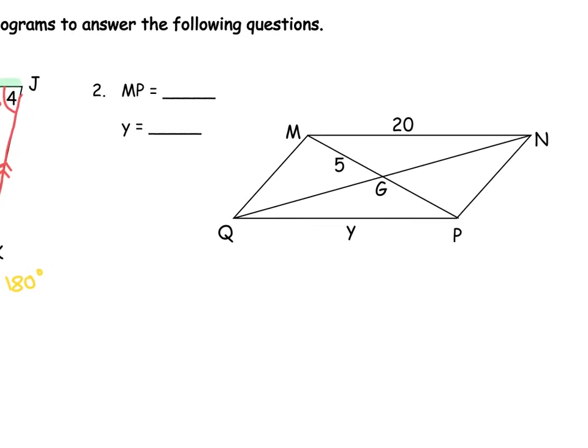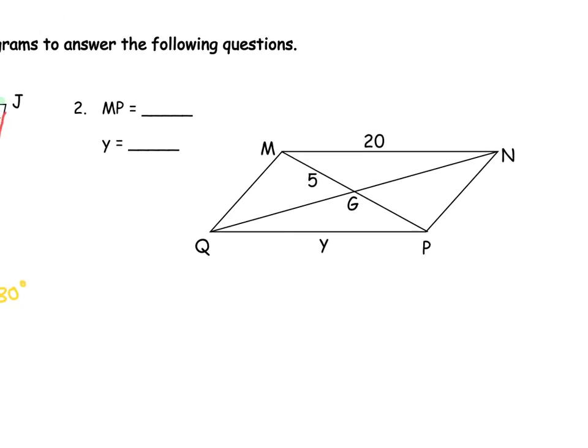Now let's move on to number 2. I need to find MP, and I need to find QP, which is Y. Now in a parallelogram, opposite sides are congruent. So if MN is 20, QP is also 20. And I also know that in a parallelogram, diagonals bisect each other. So G is going to be the midpoint of MP. So if this is 5, this is also going to be 5. So then MP is going to be 10.